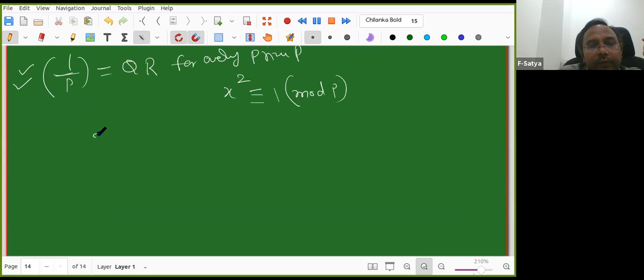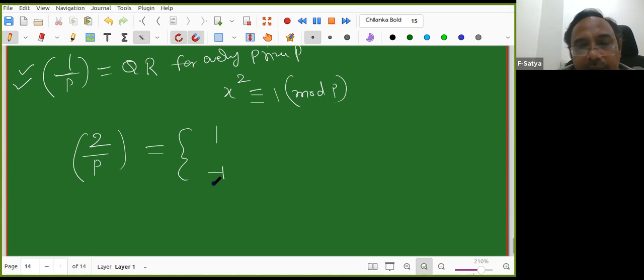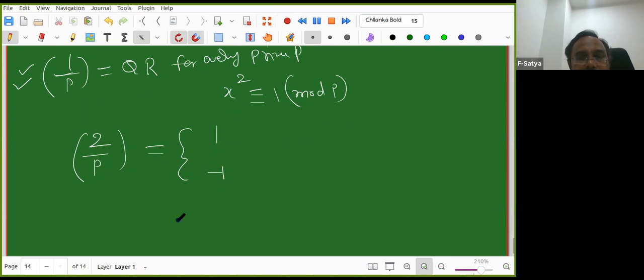Now the next one is 2 by p. What do you mean by 2 by p? It is either 1 or -1. So when it is 1, when it is -1, which primes it is 1, which primes it is -1. Are you understanding? We'll find out why it is 1 at some primes and -1 at others.